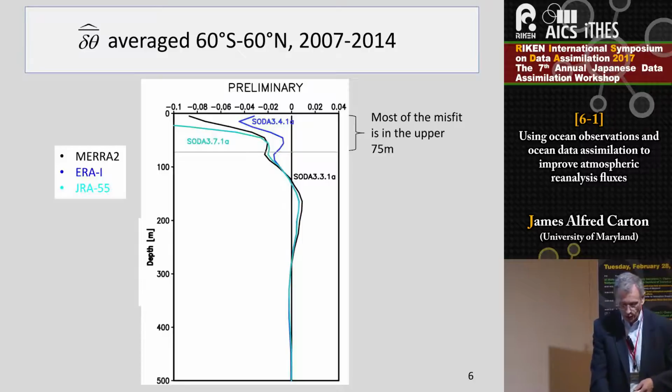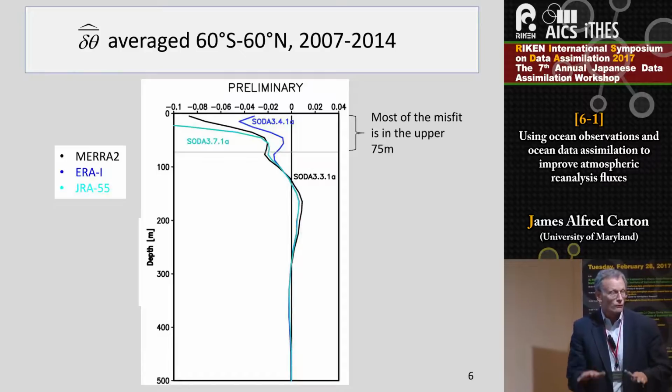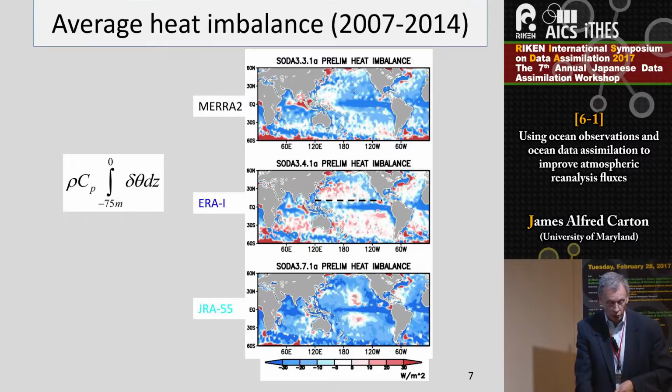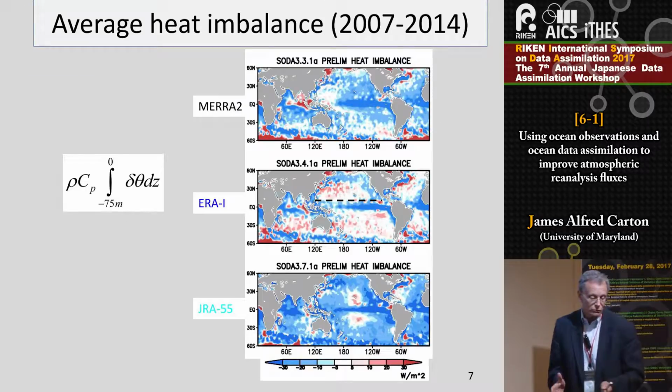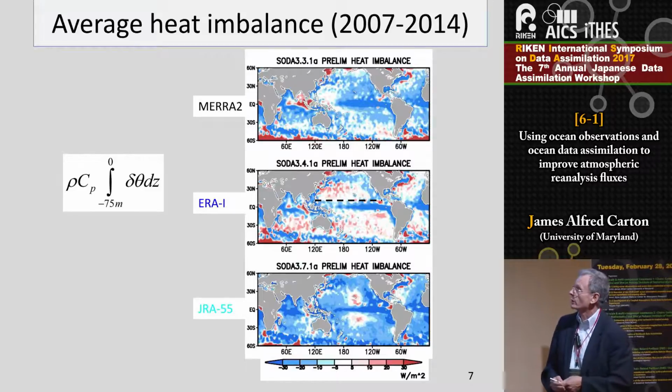So the oceans are too warm. And it's quite striking. And since a lot of it's in the upper 75 meters, I want to show you what the spatial structure is. So from now on, I'll just integrate over that upper 75 meters, and I'll show you what the spatial structure of those increments looks like. Again, just for convenience, I'll just look at the time mean over this 8-year period.